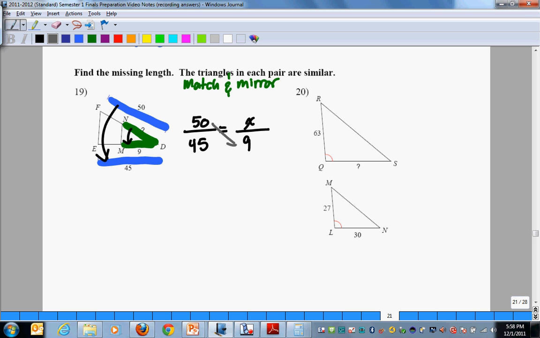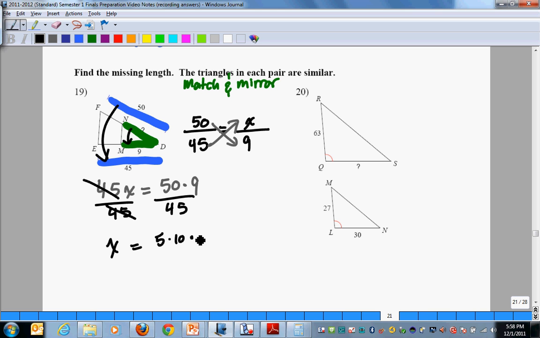Cross multiply. So we have 45x equals 50 times 9. Divide both sides by 45, so I don't have to pull out a calculator. I'm going to factor. This is 5 times 10, and that's 9. And then this is 9 times 5, so the 5's cancel, the 9's cancel. So x equals 10.